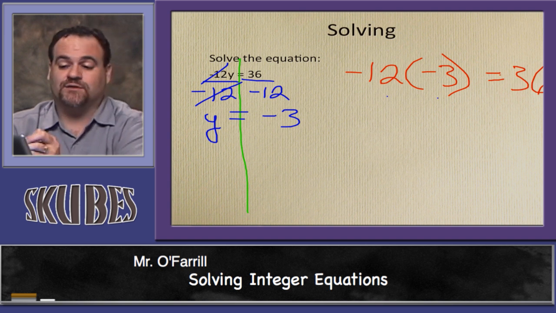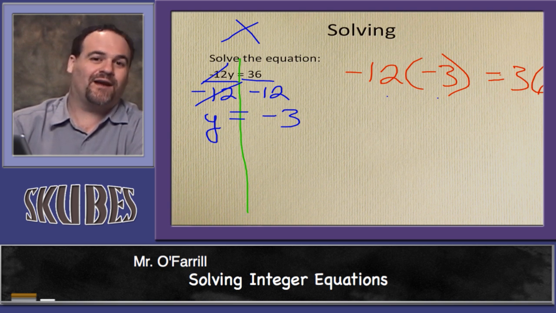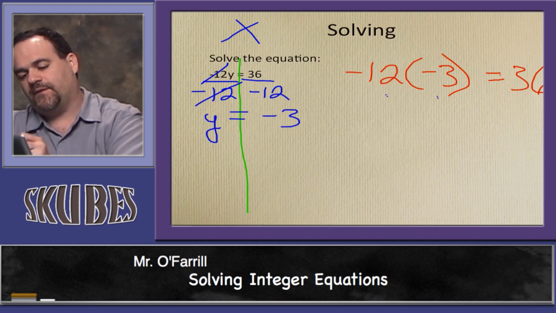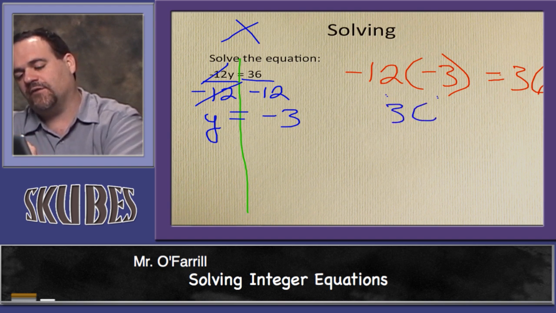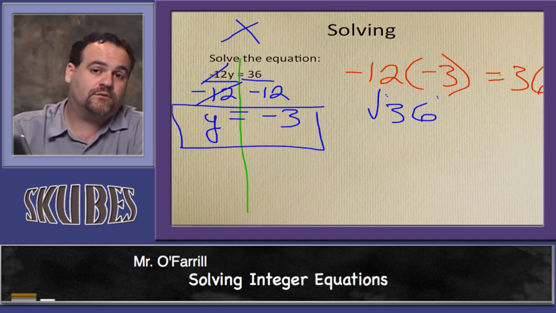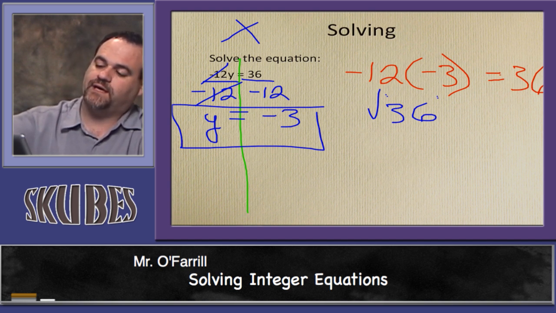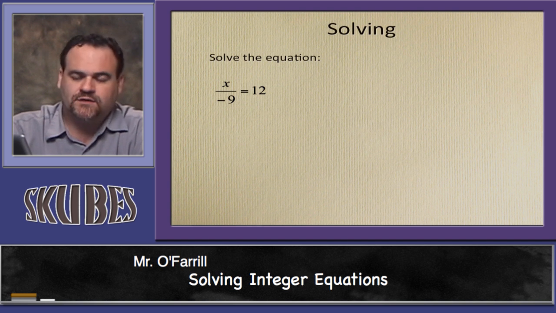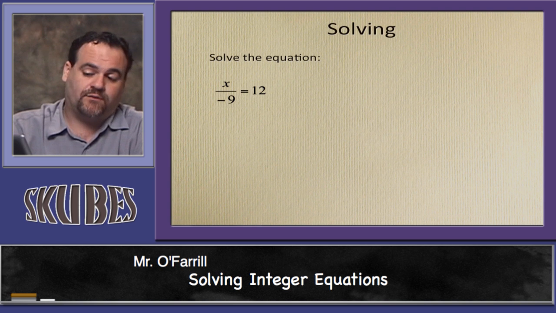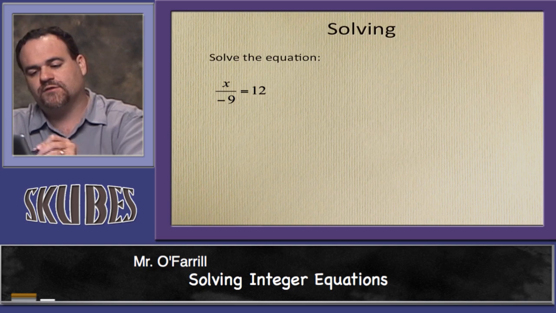And, of course, that X that we used to use to indicate multiplication looks a lot like the letter x, which is now a variable that we use. So we can't have that happen. But negative 12 times negative 3 is a positive 36. This does check out. So the answer is, in fact, y equals negative 3. Well, we did one with multiplication and using division to get rid of it. So let's finish up with a division that we have to use multiplication to get rid of. x divided by negative 9 equals 12.